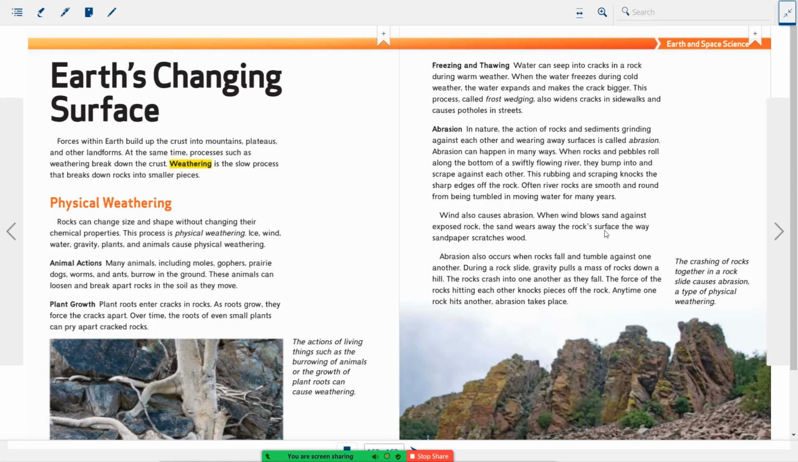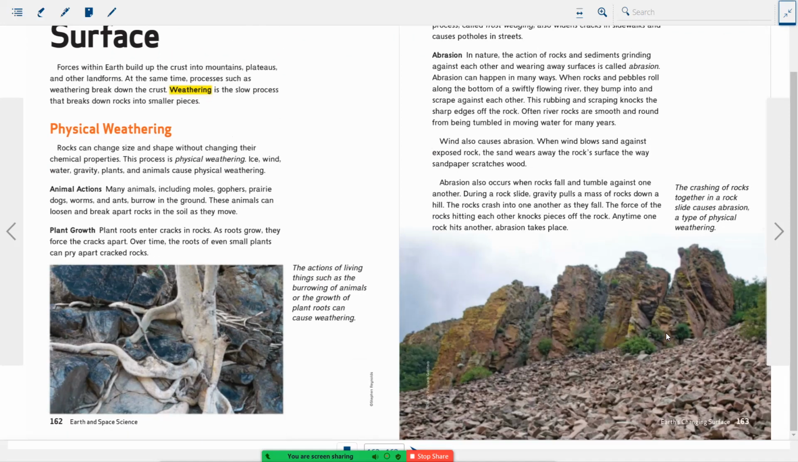Wind also causes abrasion. When wind blows sand against exposed rock, the sand wears away the rock's surface, the way sandpaper scratches wood. Abrasion also occurs when rocks fall and tumble against one another. During a rock slide, gravity pulls a mass of rocks down a hill. The rocks crash into one another as they fall. The force of the rocks hitting each other knocks pieces off of the rock. Anytime one rock hits another, abrasion takes place. The crashing of rocks together in a rock slide causes abrasion, a type of physical weathering.